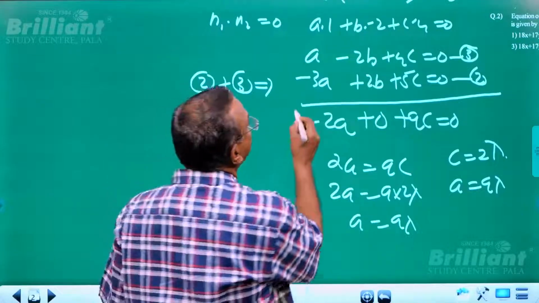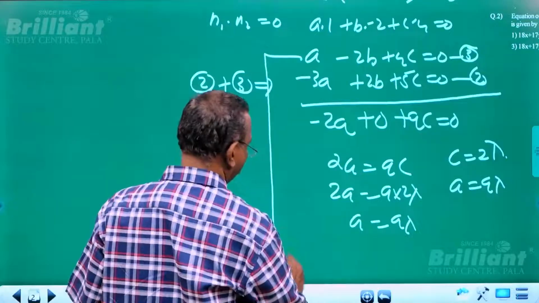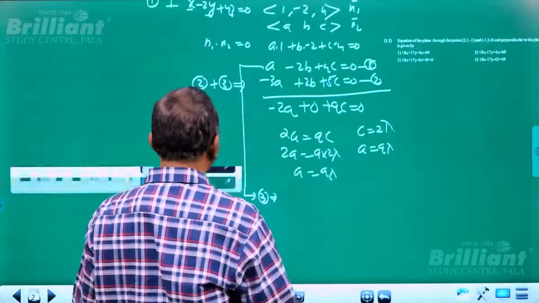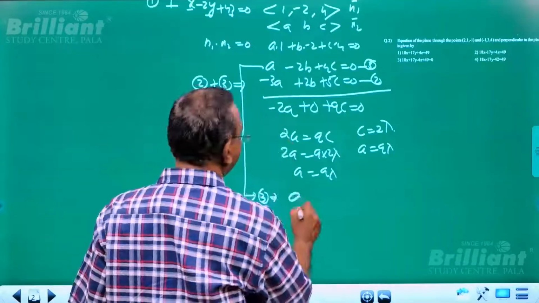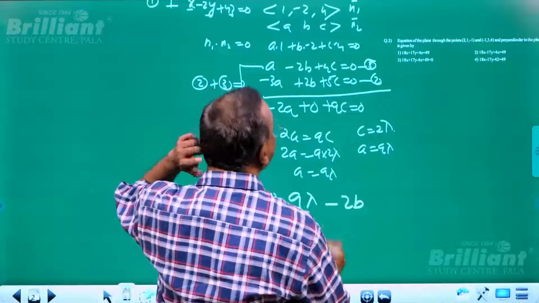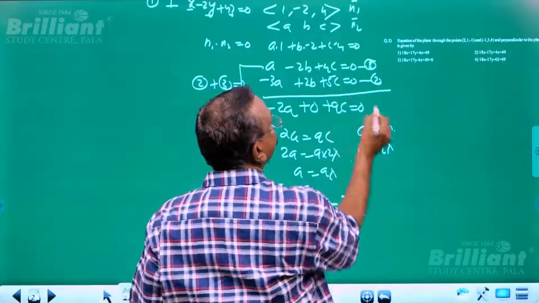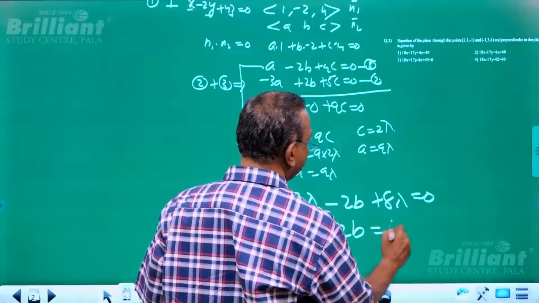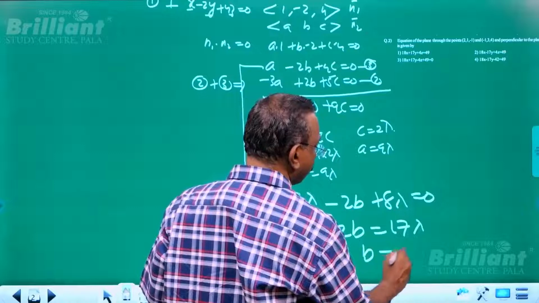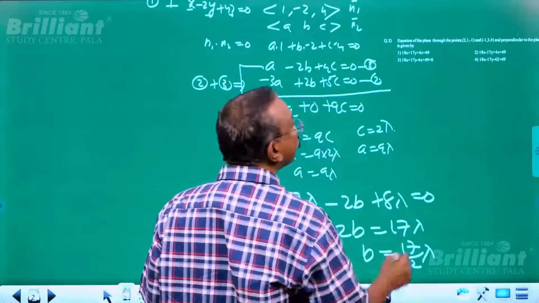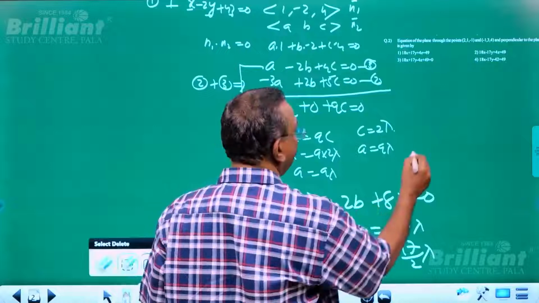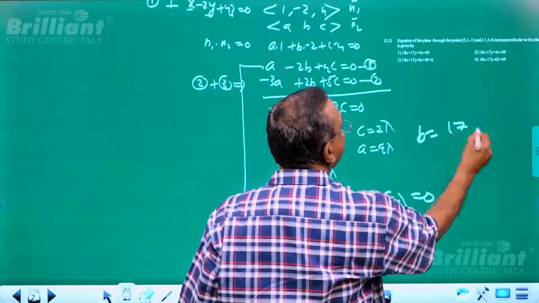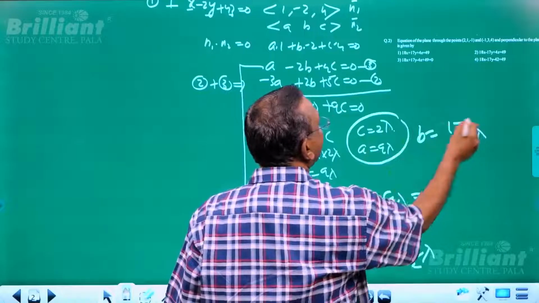Now you can find B by keeping equation 2 or 3. You can put the obtained value of A. A is 9 lambda, and minus 2B is there, and 4C, that is 4 into 2, that is 8 lambda, is equal to 0. Or 2B is equal to 17 lambda. Or B is equal to 17 by 2 lambda. So you have one more variable, B, equal to 17 by 2 lambda. So you have three variables.